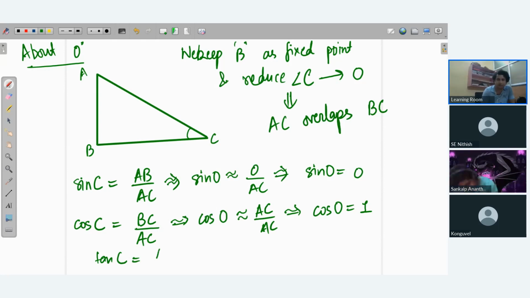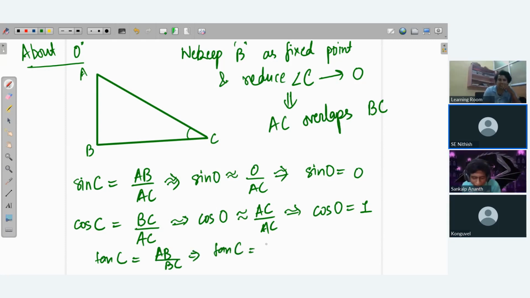Tan C is theoretically AB over BC. AB is approaching 0, and BC is a fixed number. So tan 0 is 0.